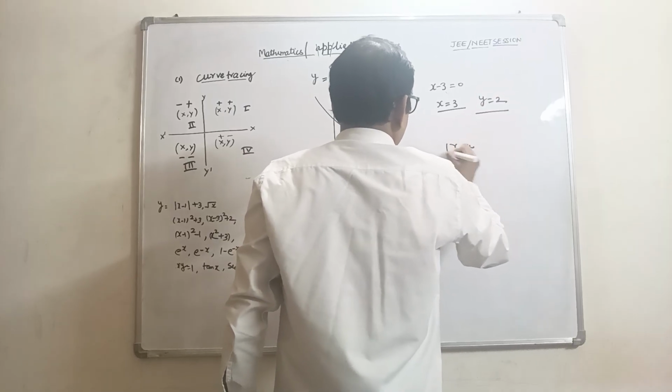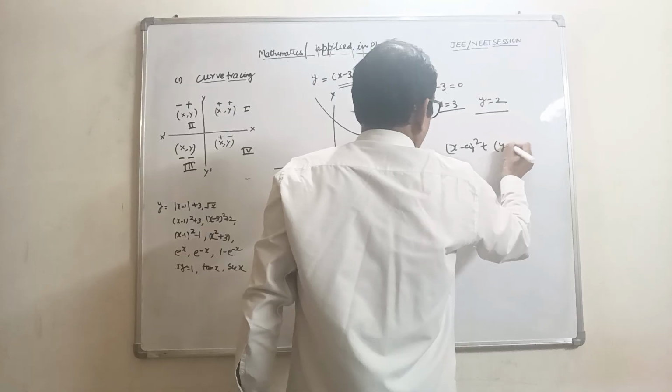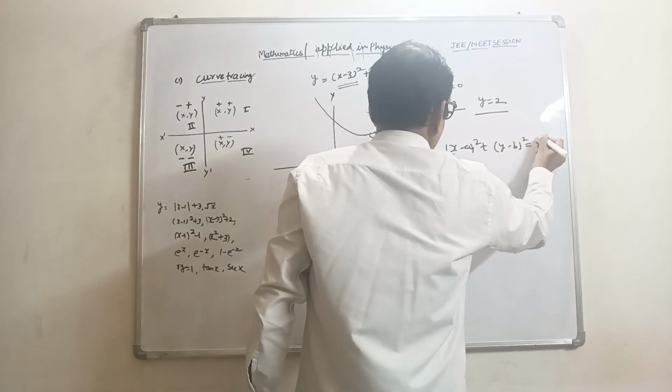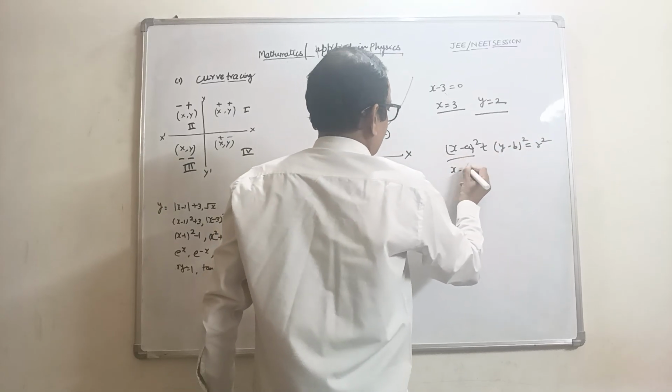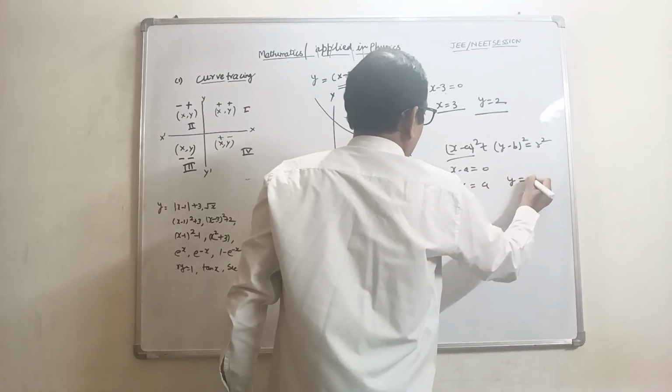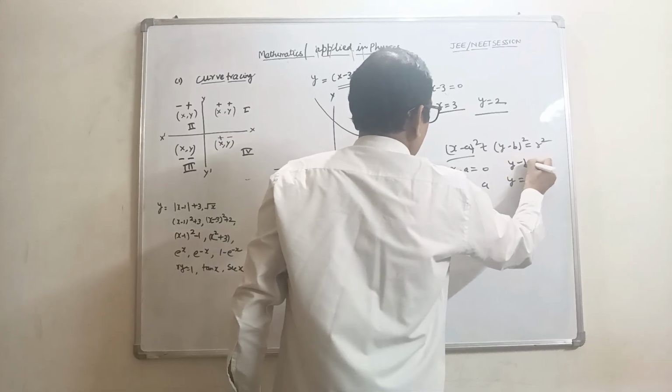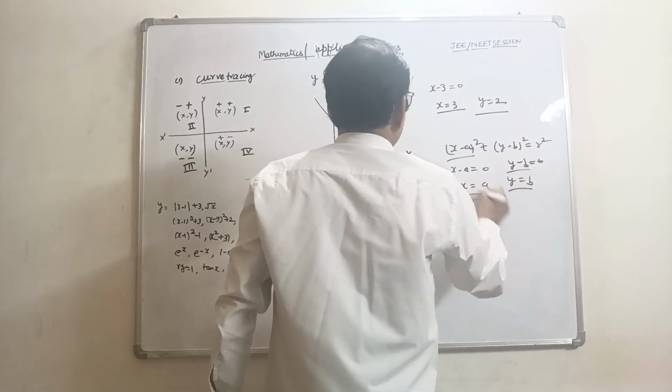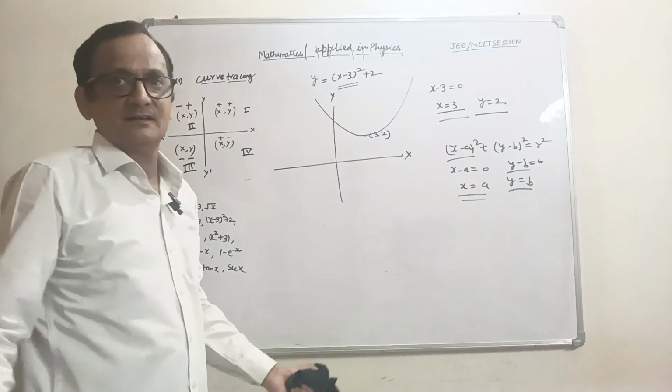This is the equation of a circle. So put x minus a is equal to 0, so the x coordinate would be a, and put y minus b is equal to 0, so the y coordinate will be b. So this is the coordinate. Similarly, here we get the result.